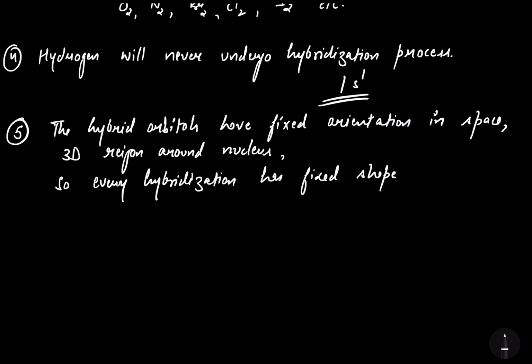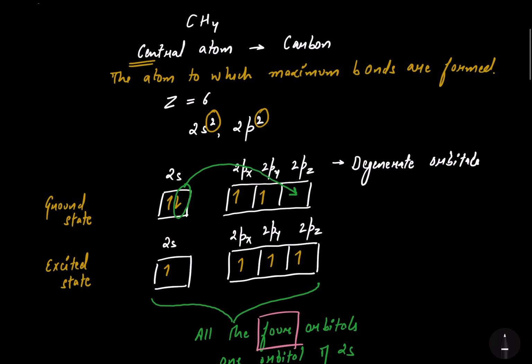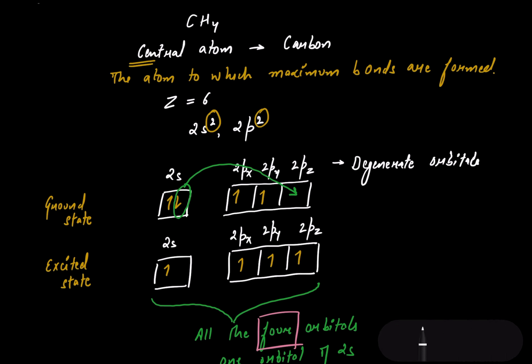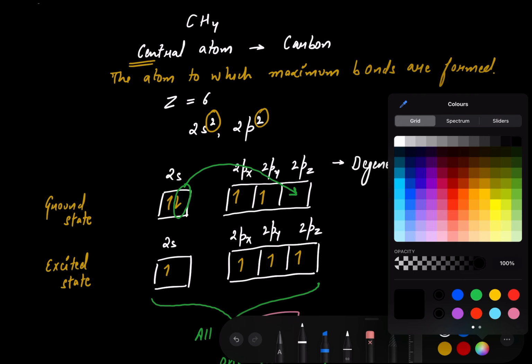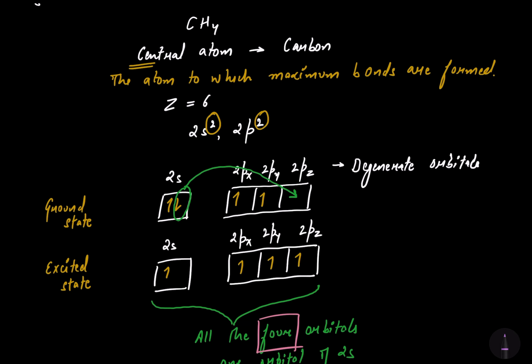Now the sixth point. Now let's talk about the sixth point. Here in this point, we have jumped the electron from 2s to the 2p. In this process, the energy is required. The energy required to jump the electron is called the promotional energy. This is the promotion of electron from 2s to 2p.